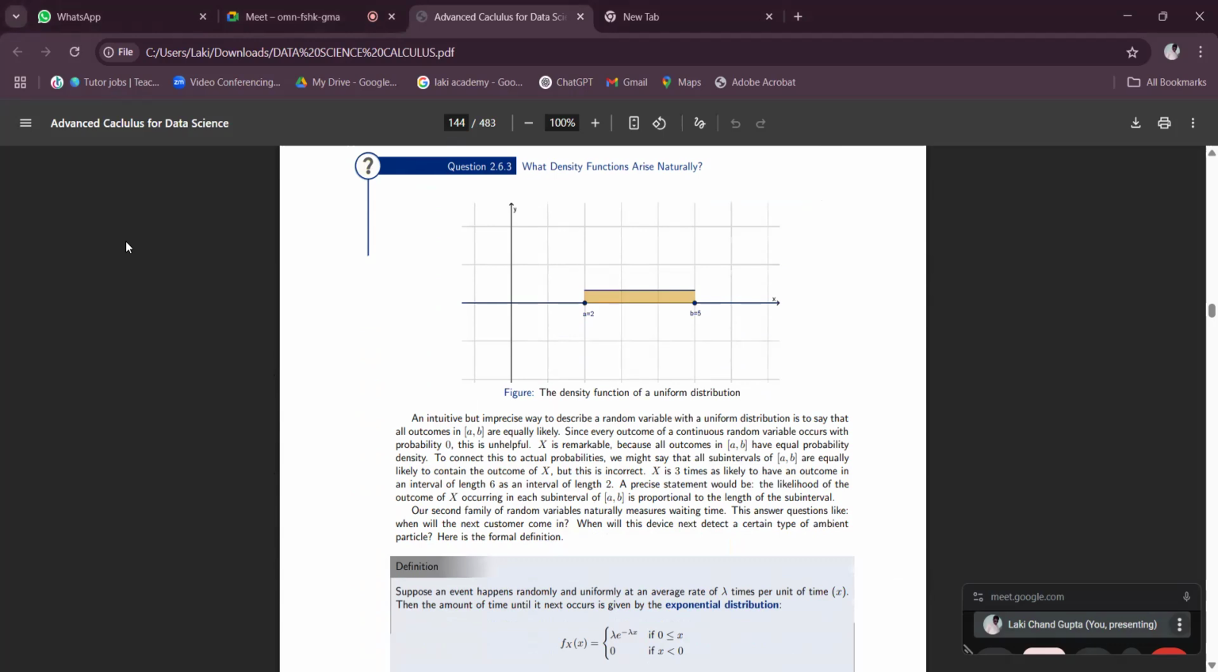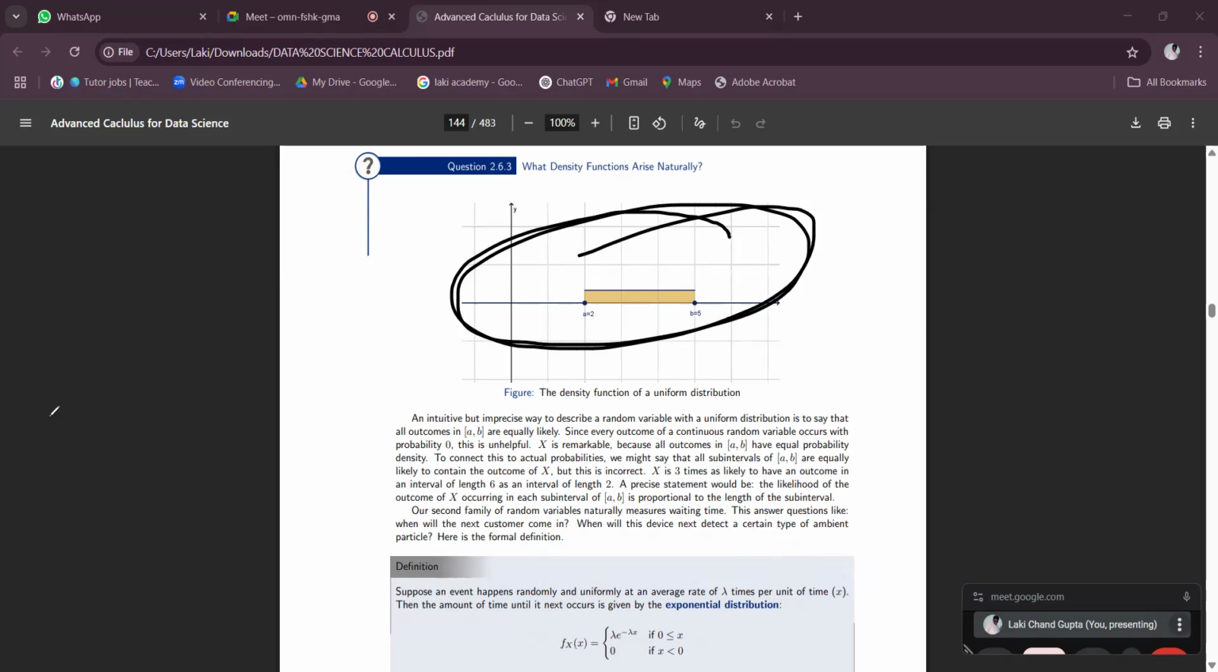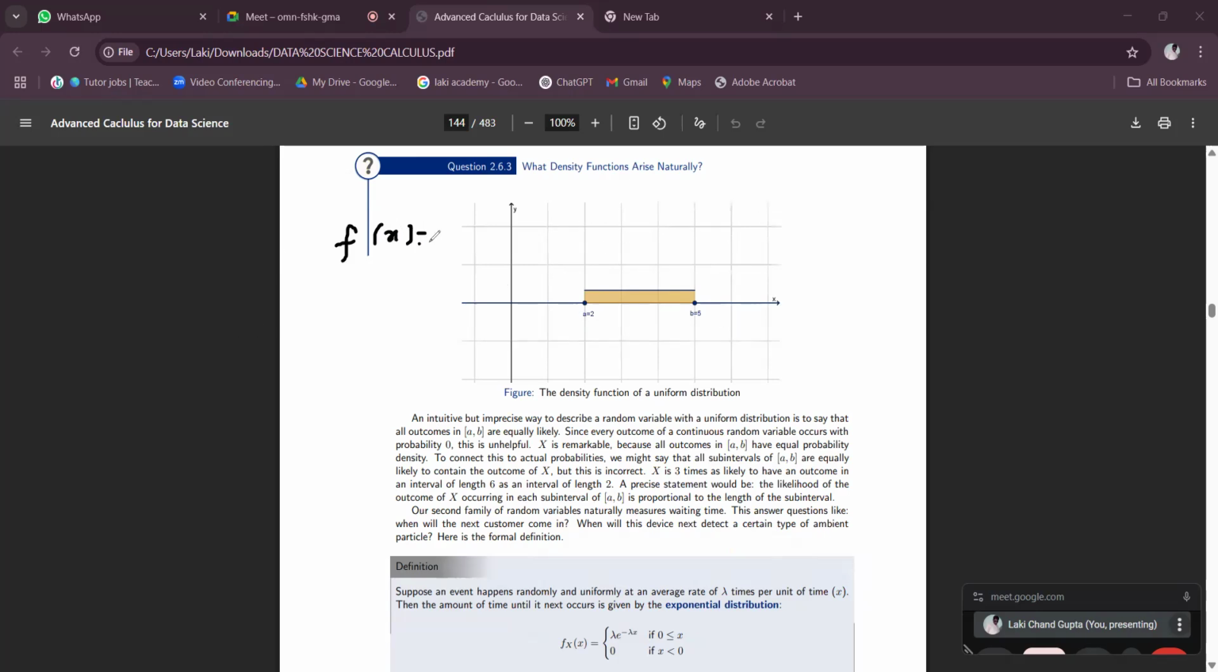This is called uniform distribution. From a to b, each value is uniformly distributed, neither greater nor lesser on each step. Here a is 2, b is 5. If I ask you what is the expected value of this, then you can say fx is 1 over 5 minus 2, 1 over 3.